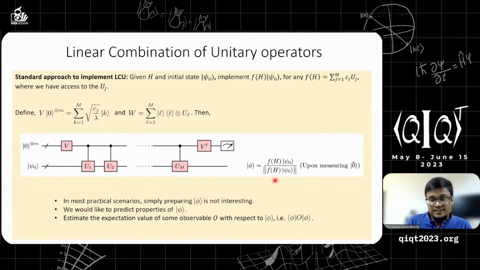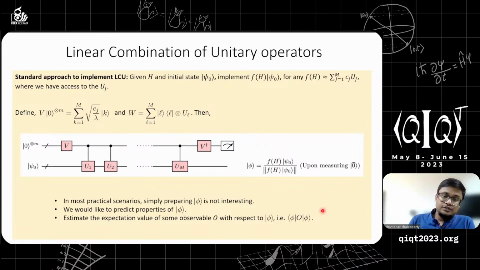So then what do we do with this quantum state? Well, we predict properties of this quantum state. Think about ground state preparation. You prepare the ground state, right? But then you are interested in some properties of this ground state, like, does this ground state undergo some phase transition? What is the entanglement of the ground state? What is the direction of spins in the ground state? So these are some of the properties that we are ultimately interested in finding out. And so the task often is not just preparing phi, but estimating the expectation value of some observable with respect to phi.